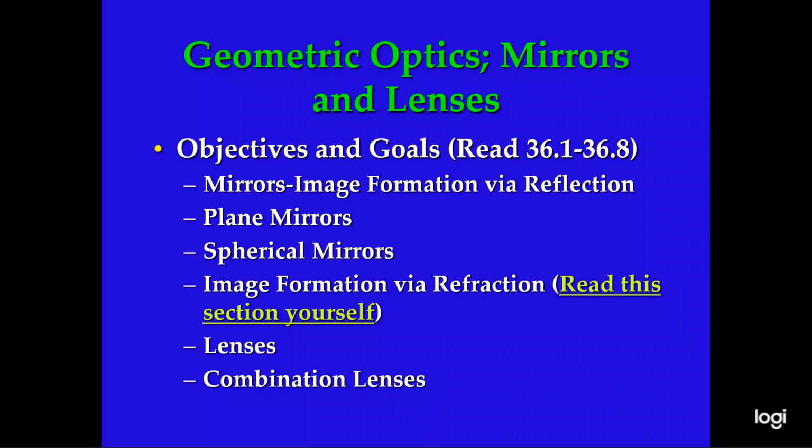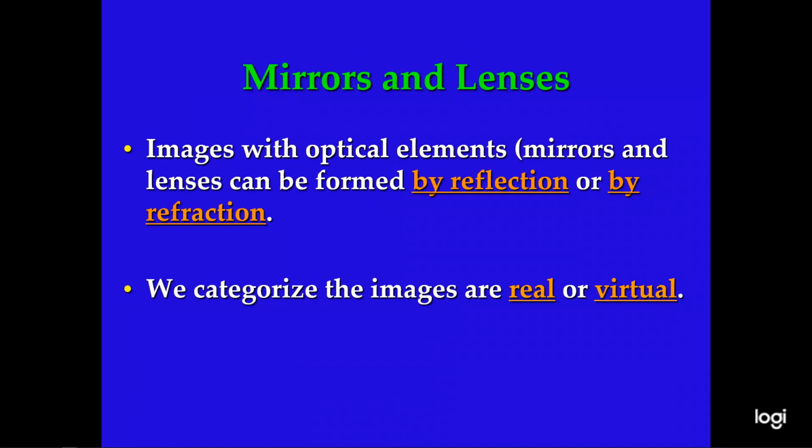I'm going to really focus on the basic ideas that you need to know to determine image formation with either a mirror or a lens. I want to first talk about the types of images that can be formed with mirrors and lenses. When an image is formed by a mirror, it is formed by reflection, and when an image is formed by a lens, it is formed by refraction. We categorize the images that are formed by lenses and mirrors as either real or virtual.